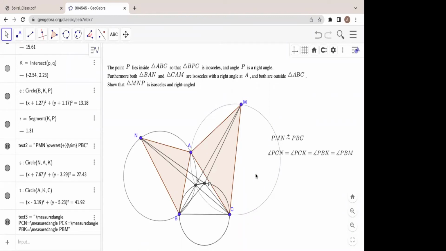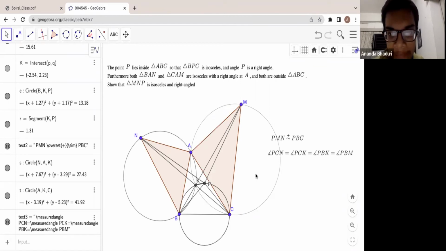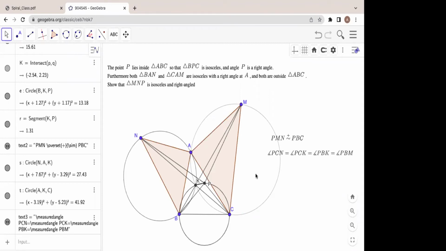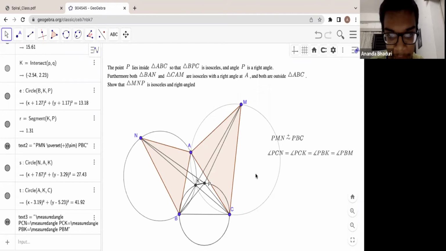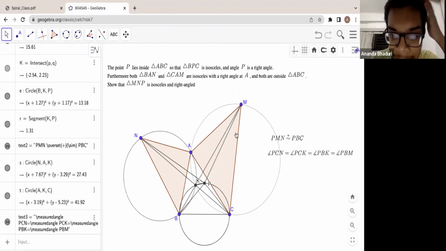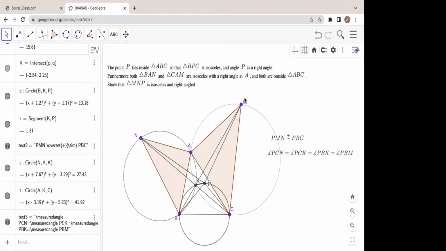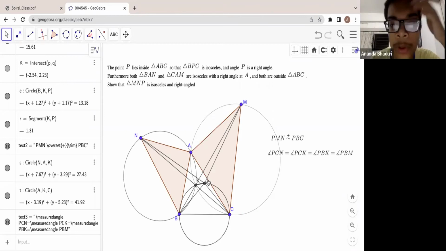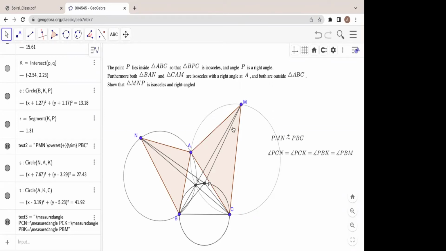Or we have angle PNC is same as PNK, which is PMK, which is same as PMB. Right, but for that we need NKPM cyclic, right? Yeah, that would imply our problem. So what are we aiming for? We just need CN equals BM, which can be proved by ABM is congruent to ACN.